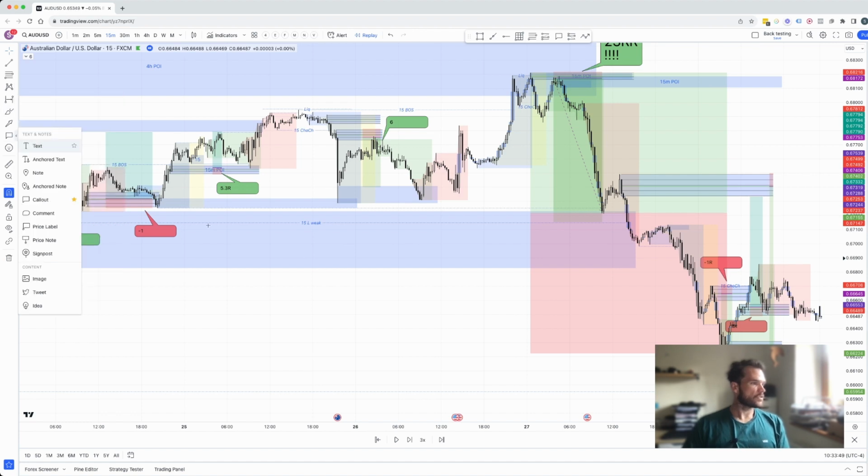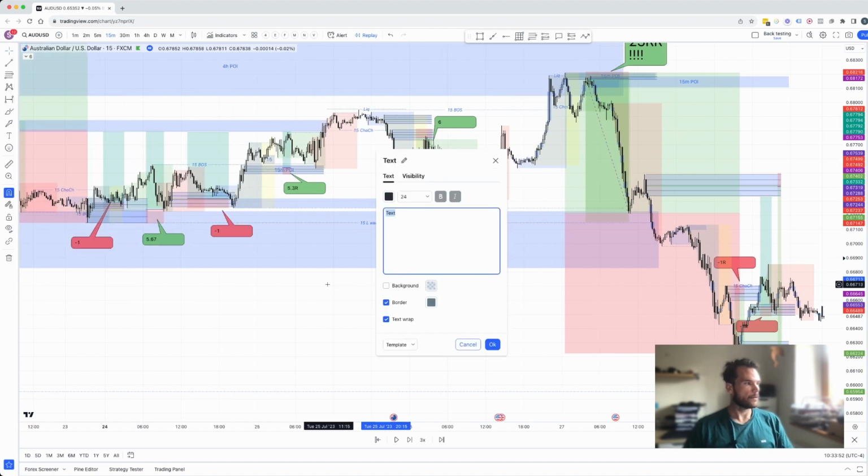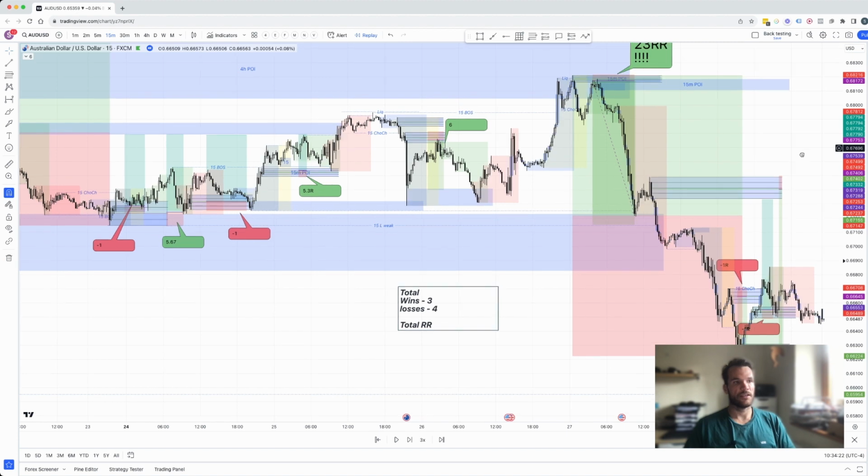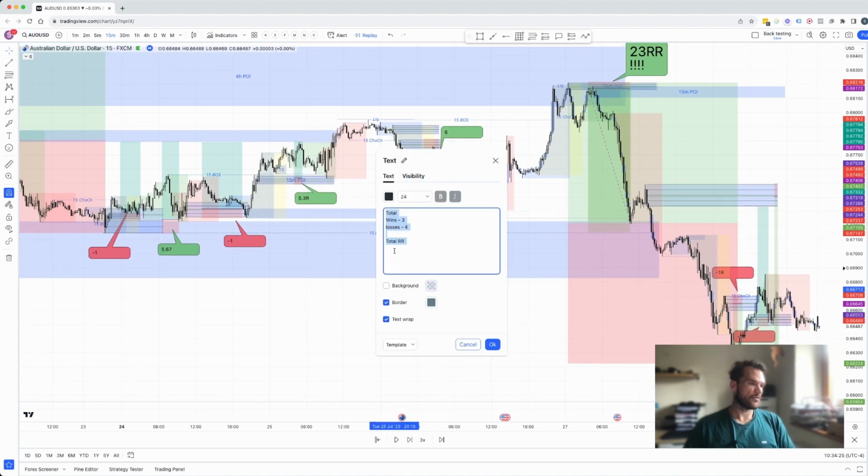Let me get the text box, classic text box. Totals. Wins: 1, 2, 3. Losses: 1, 2, 3, 4. So a couple of unfortunate losses here that could have tallied up to crazy amounts, but it's just the way the cookie crumbles. In total, we have 5.6 plus 5.3, it's 11, 17 plus 23 is a total of 40 R, minus our 4 losses, so 36.